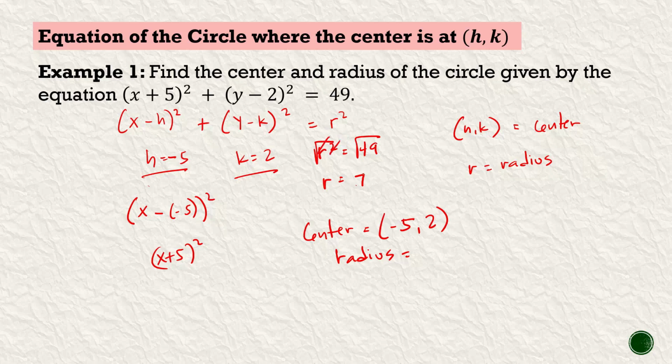Now in some cases, like what I said earlier, if it's not a perfect square number, let's say 10, that's going to be the square root of 10. But in this case, we're lucky, we have 49. That's a perfect square number, so that means r, or the radius, is equal to 7.